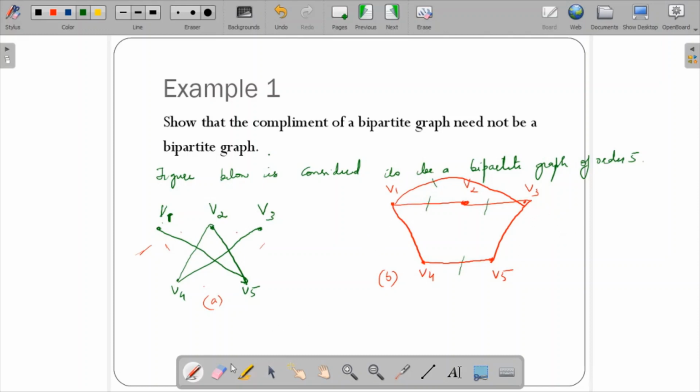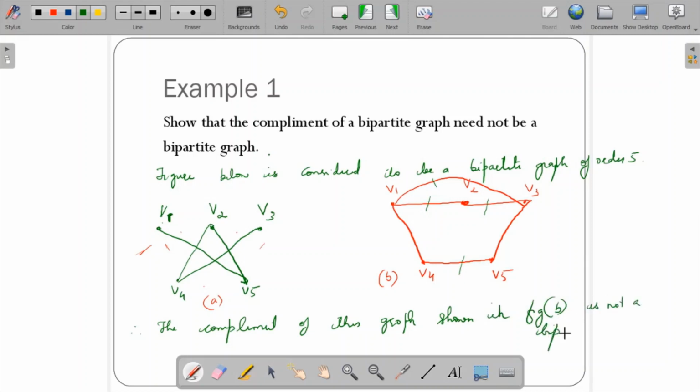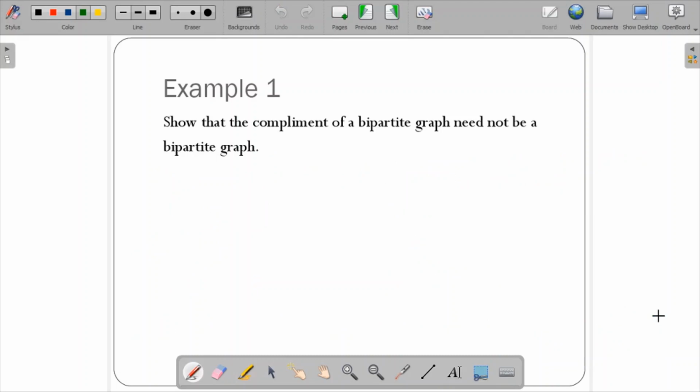So the complement of this graph shown in figure B is not a bipartite graph. So this is example 1. Let us go to example 2.